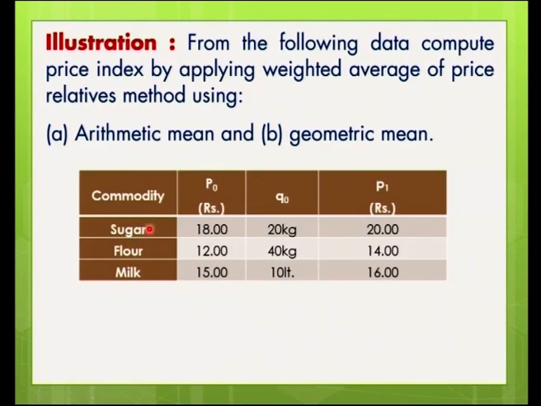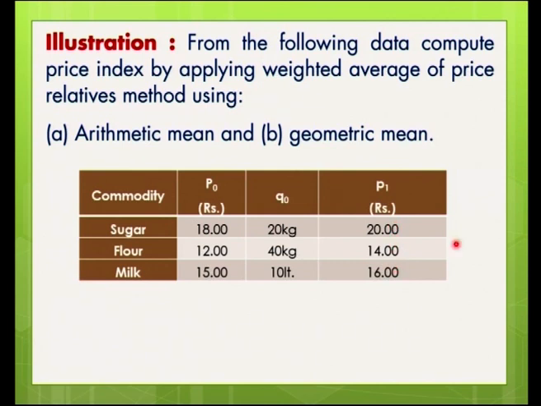The commodities given are sugar, flour and milk. The base year prices are given to be 18, 12 and 15, and the base year quantities are given to be 20 kilograms, 40 kilograms and 10 liters. Corresponding to the current year, only prices are given. The prices for the current year are 20, 14 and 16.